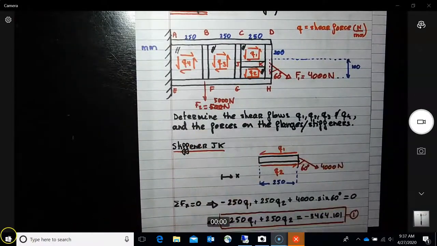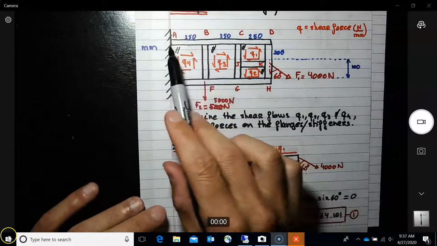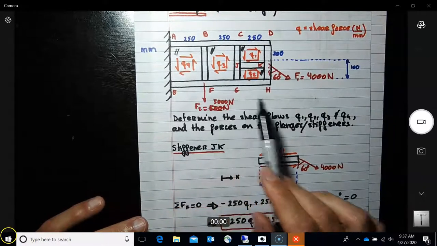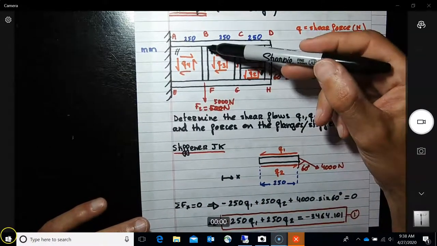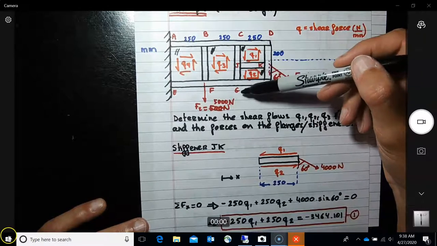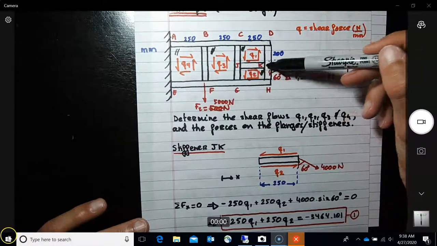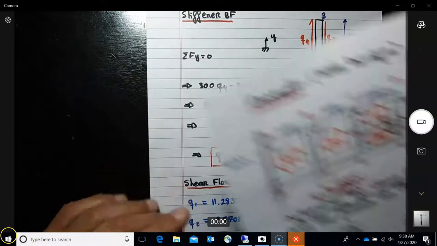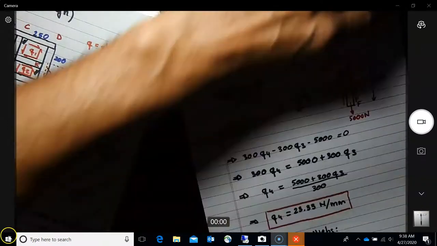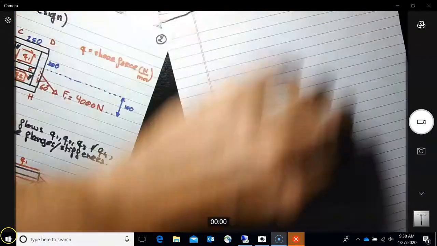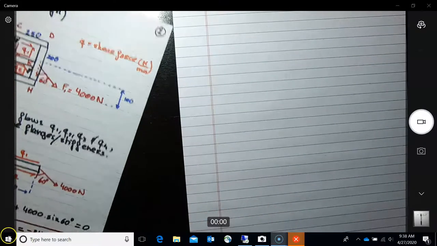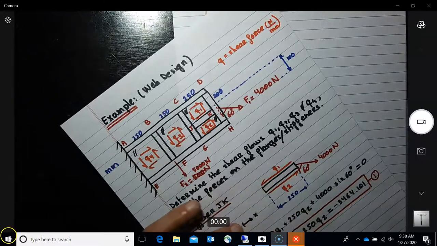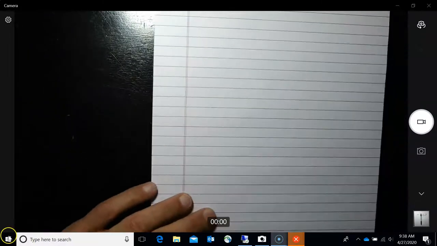So now we should find the loads on, let's say, the flange A, B, C, D, this long one, and E, F, G, H, and then the stiffeners B, F, C, J, G, J, K, and D, K, H. All right? So let's go ahead. Let me save this page. So page 5.